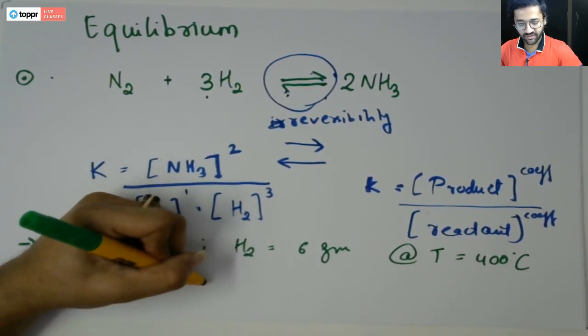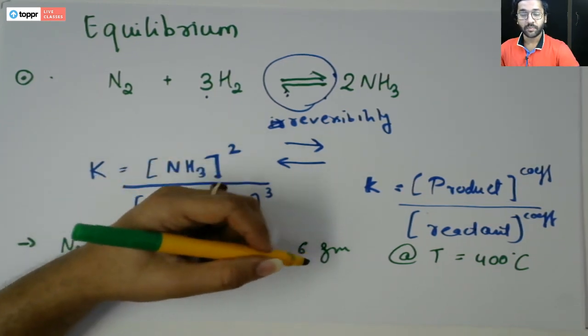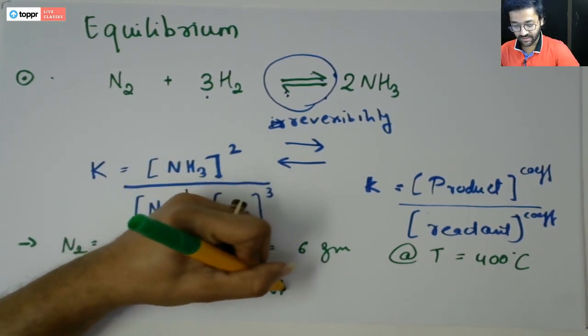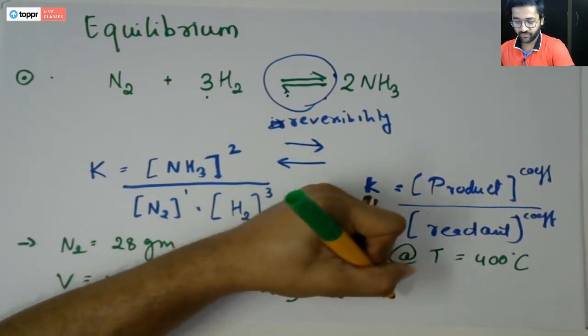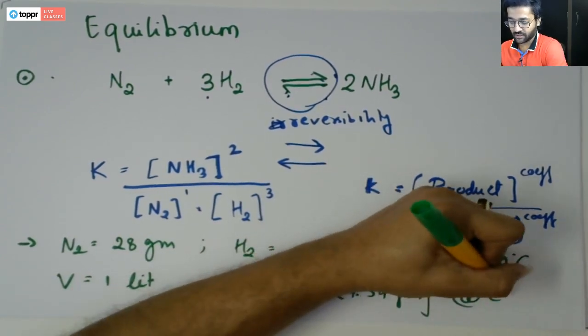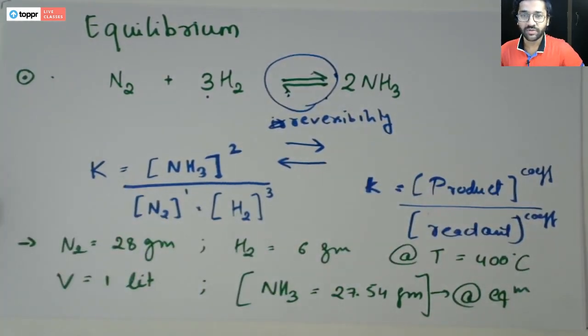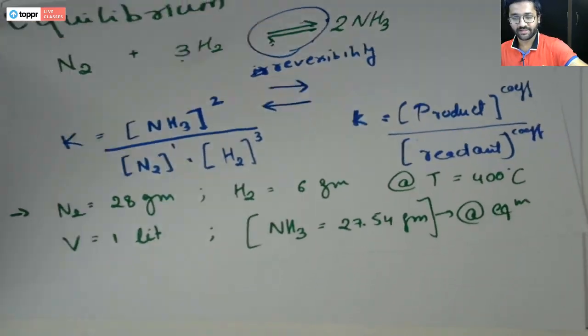information that we are given is that at equilibrium the mixture contains NH3, that is ammonia, equal to 27.54 grams. This value is at equilibrium. So how do we solve this problem? How do we find the equilibrium constant? Let's see. Alright.